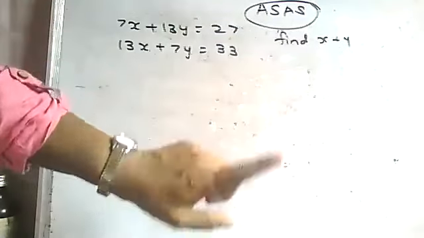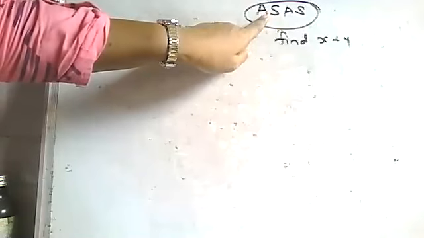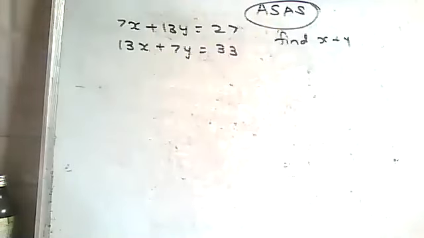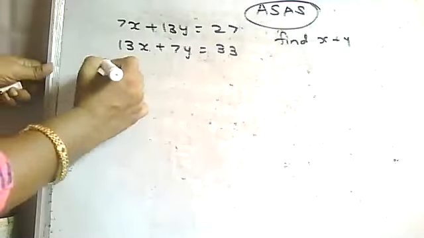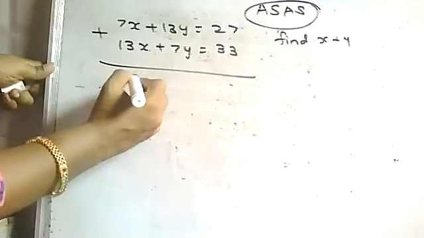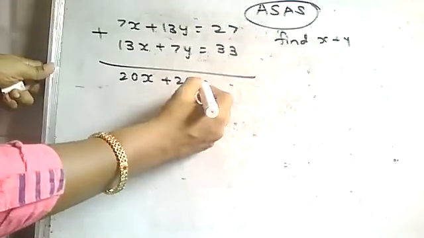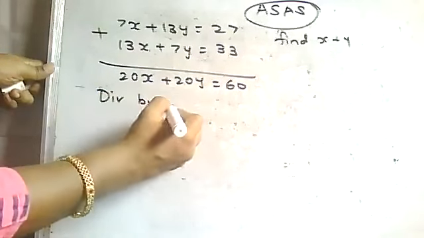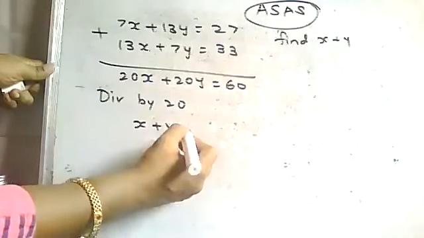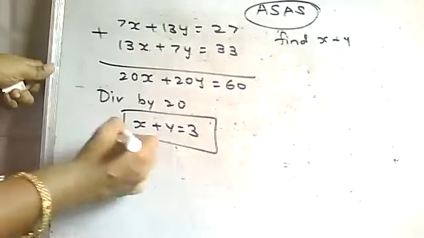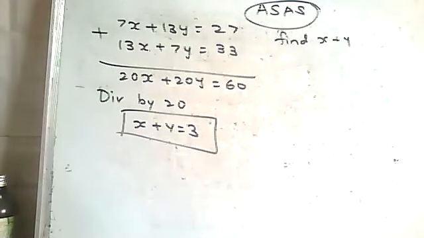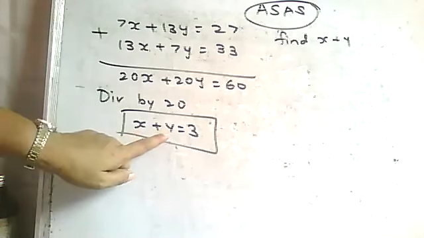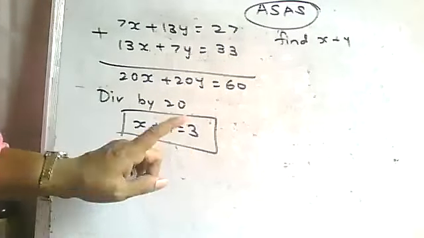So perhaps you have to solve only this first part, that is adding. Yes, addition. So here we are adding. This is 20x plus 20y is equal to 60, and you just divide by 20. You will get x plus y is equal to 3. That's what is required. The value of x plus y was asked, which is 3.